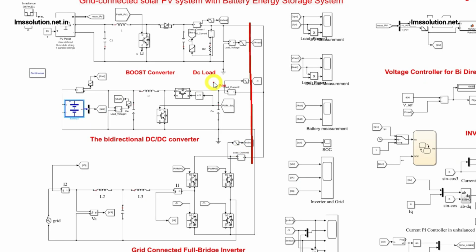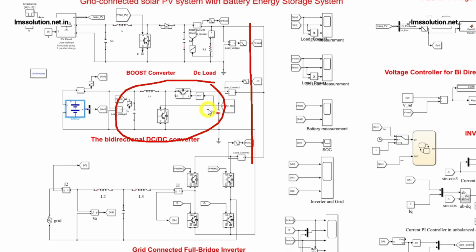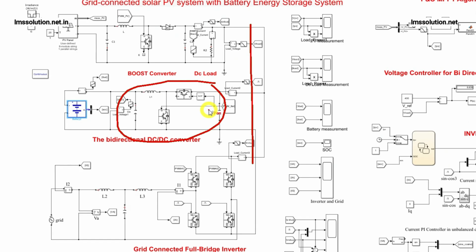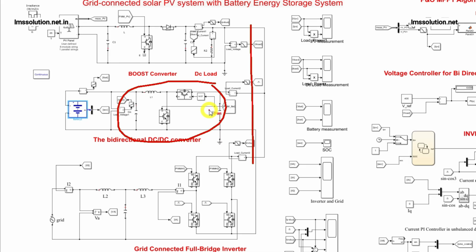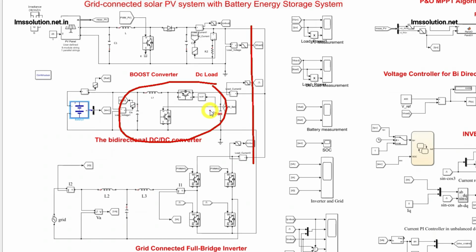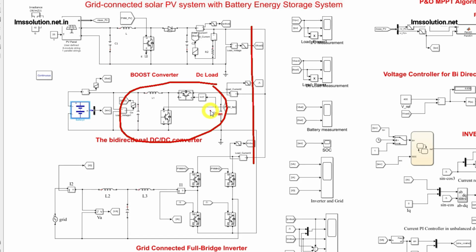Here we are using a bidirectional converter. Why are we using a bidirectional converter? Because we need to charge the battery as well as take power from the battery. Whenever the PV has excess power, we charge the battery. If the PV does not have any excess power or is not supplying any power, for example during night time, we need to take the power from the battery to supply the load or to send the power to the grid. For that purpose we need a bidirectional converter.